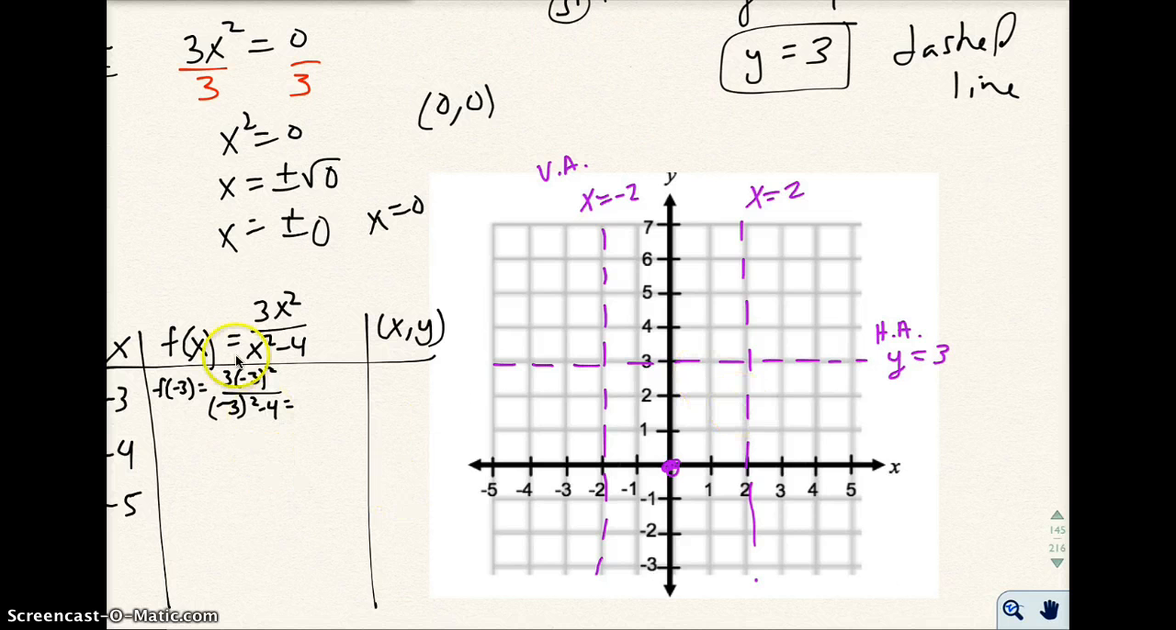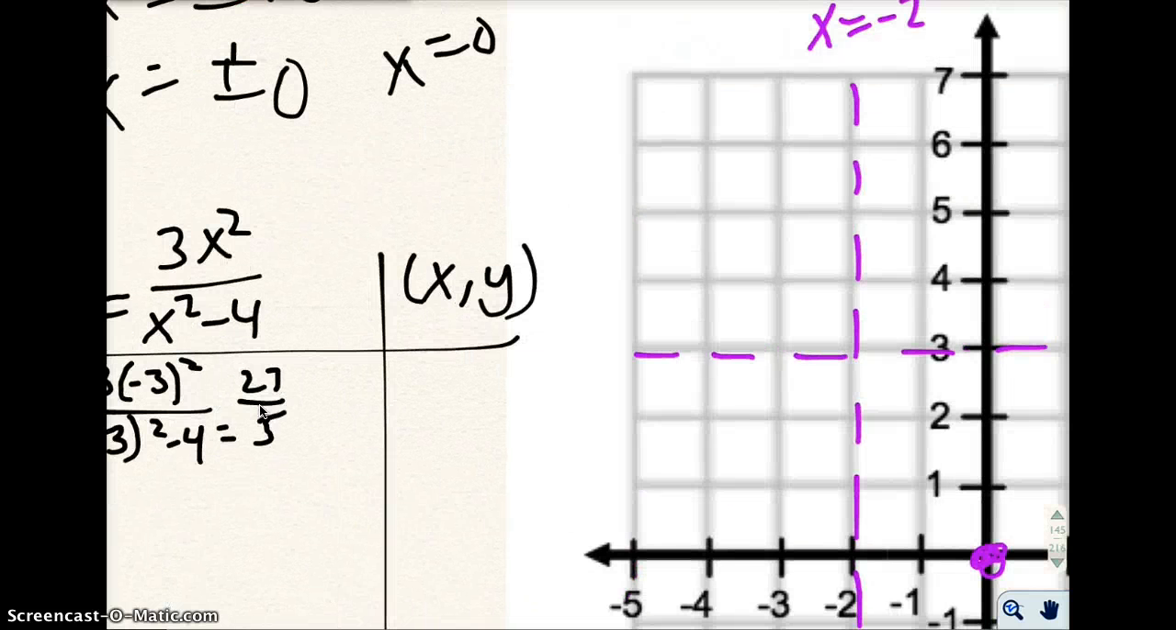That'll give me here 9 times 3, which is 27. This will give me 9 minus 4, which is 5. So 27 over 5, which will give me 5.4. If you can read my handwriting there, that'll make it a little bit bigger. So I get negative 3 and 5.4.